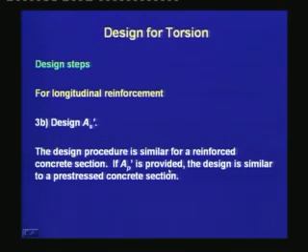Thus, once we have Me2, we can design the section as a reinforced concrete section if we do not provide any prestressing steel at the top near the tension zone. If we provide prestressing steel at the tension zone, then we have to design the section as a prestressed concrete section, and the design procedure is similar to the design for flexure.